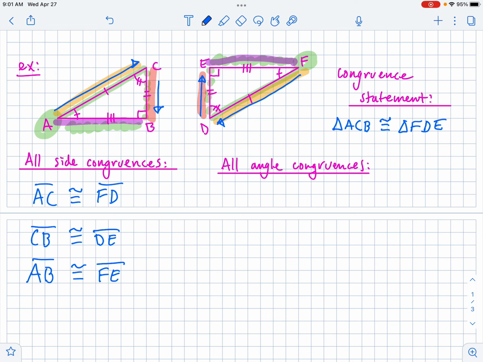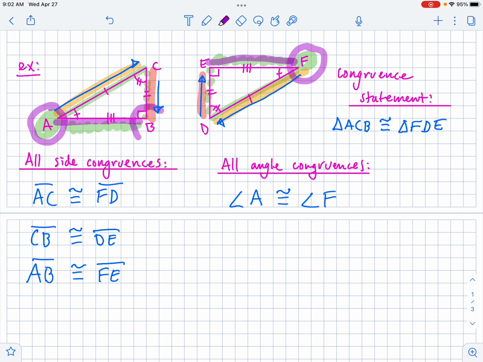Now the angle congruences. I see that angle A is the pointy smallest angle, and that corresponds with angle F. The way you will write that is that angle A, just use the little alligator for an angle symbol, is congruent to angle F.